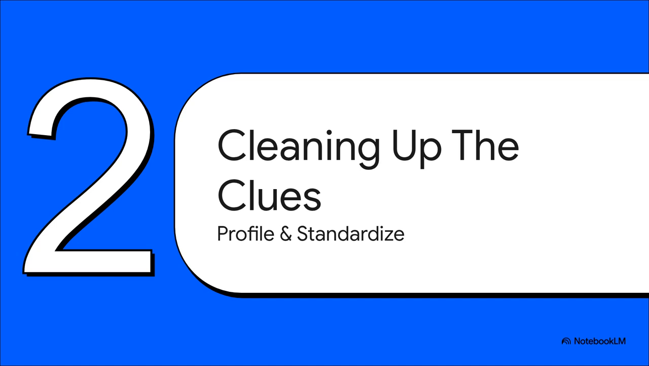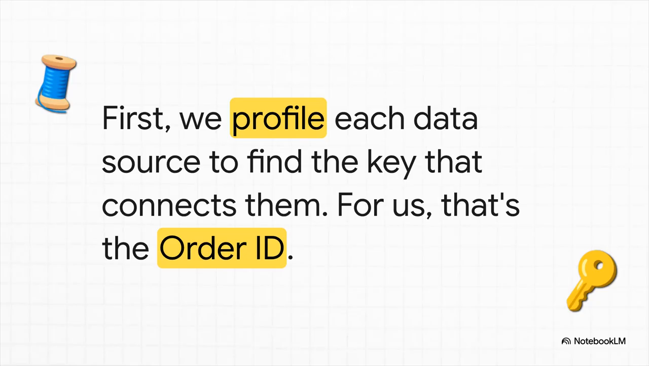Okay, so before we even think about joining these files together, we have to do the prep work. You know, a good detective never mixes evidence without examining each piece carefully first. It's time to clean up our clues. So where do you even start? Well, first things first, you gotta profile your data. You look at each source individually and you ask, what's in here? What are the key columns? And most importantly, is there a golden thread that can link these things together? And in our case, it looks like the order ID is in at least 2 of our systems. Boom, that's our main connection.